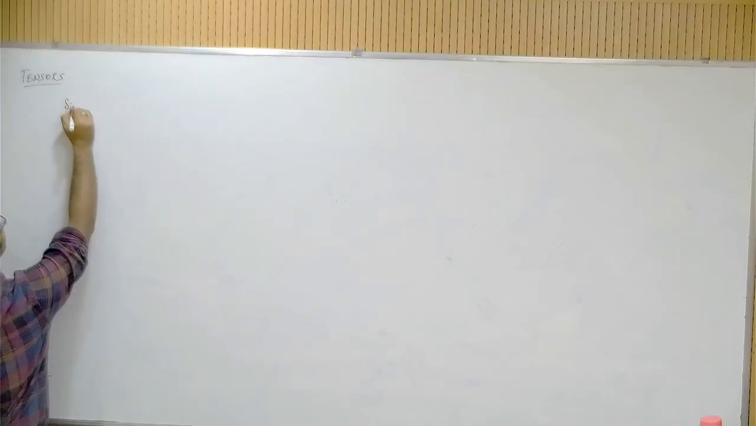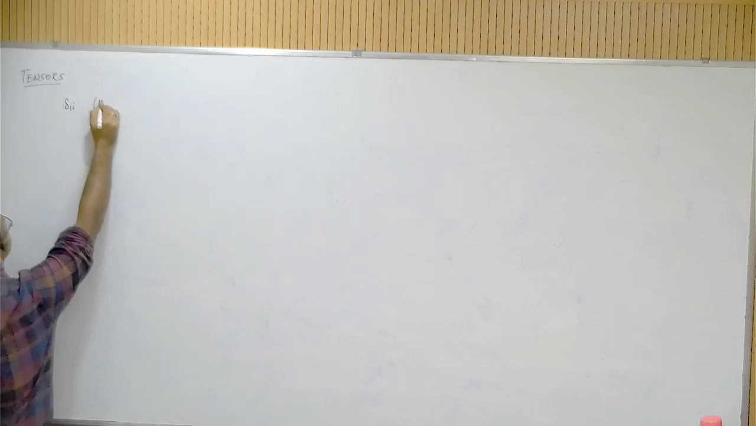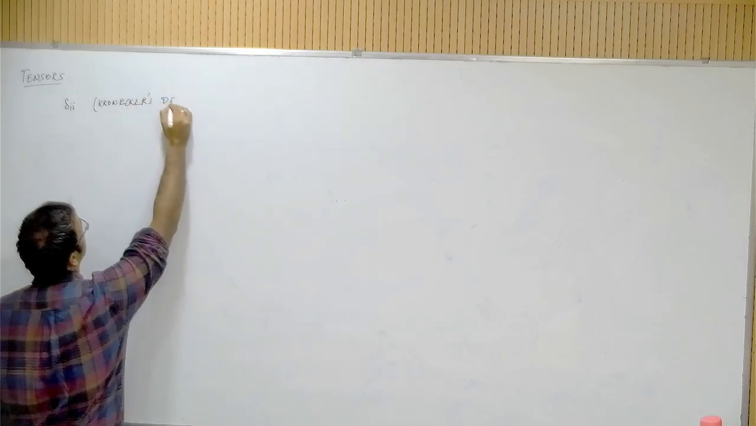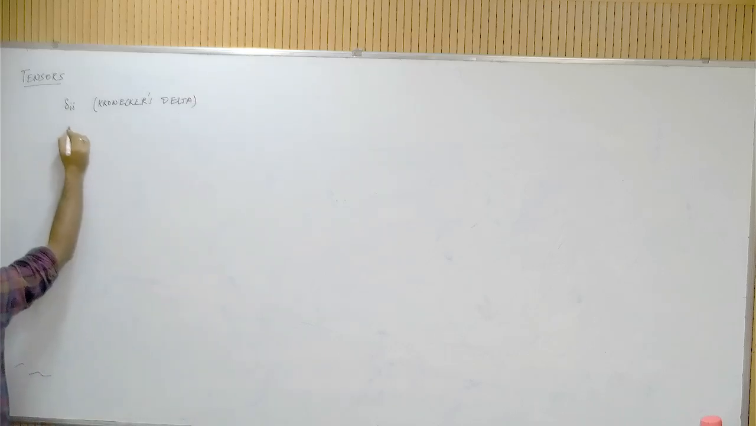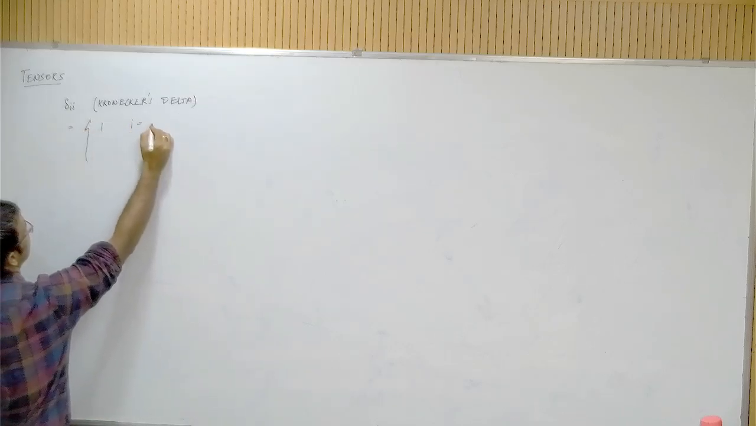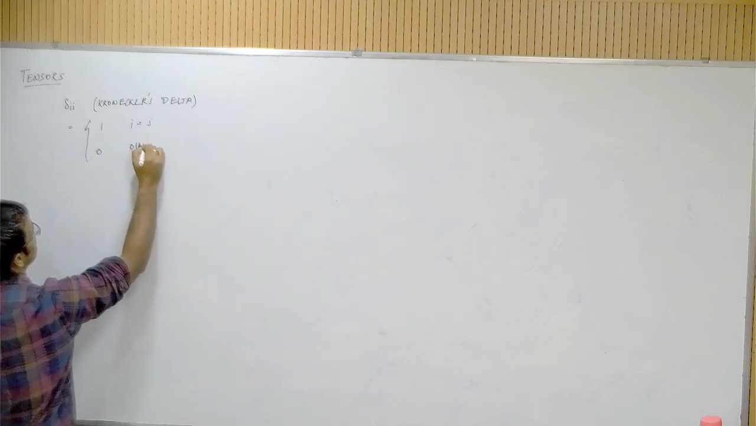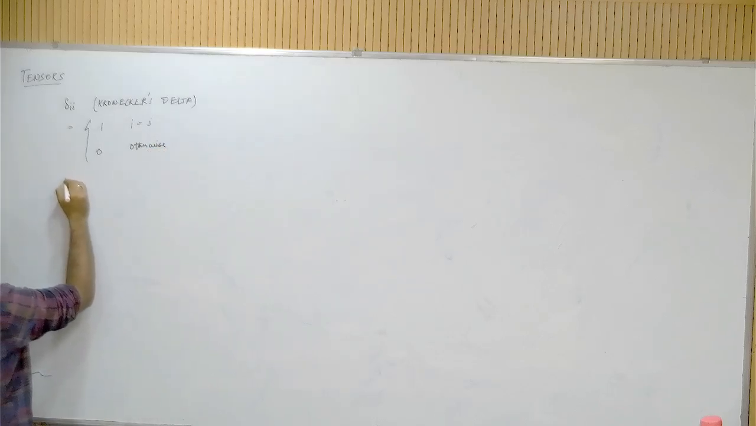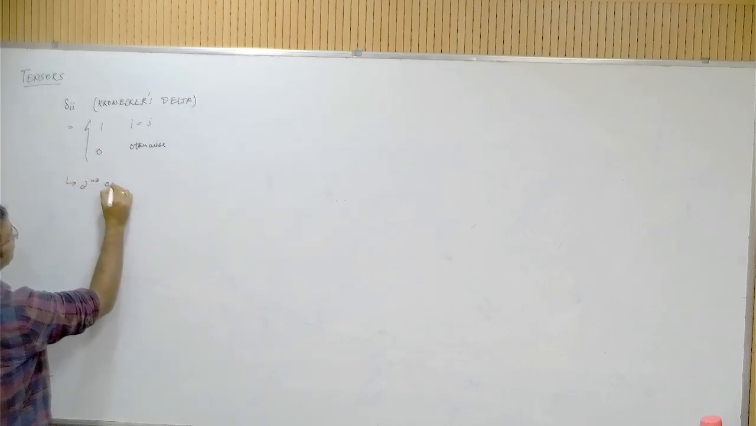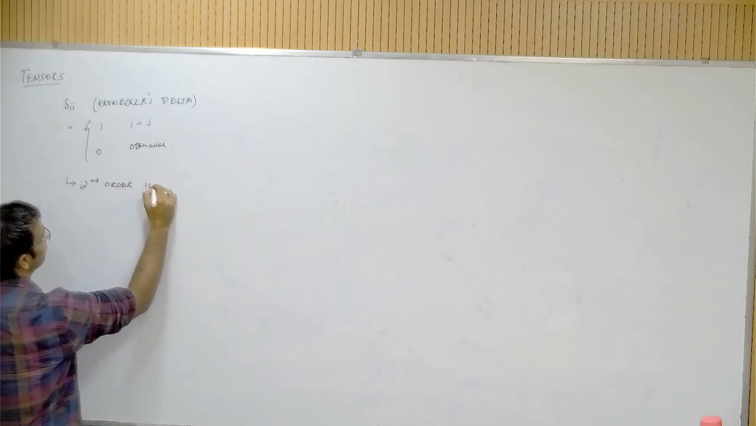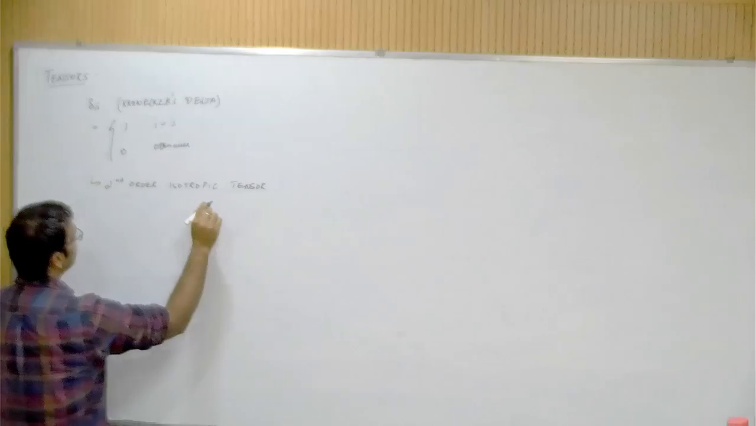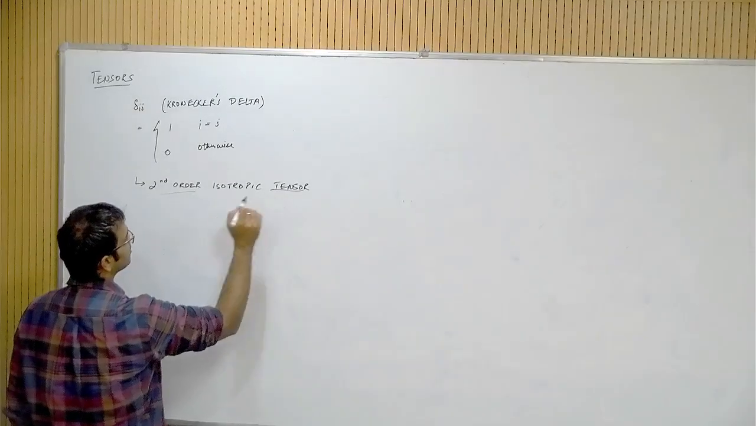introduced a symbol called Kronecker's delta. So this is Kronecker's delta, and the definition goes something like: it's 1 if i equals j, 0 otherwise. So this is actually a second order isotropic tensor. Now we'll define what are tensors, second order tensors, and then we'll briefly look at what are isotropic tensors.